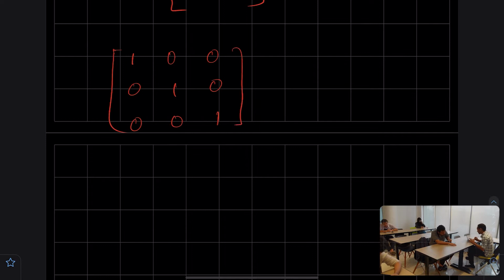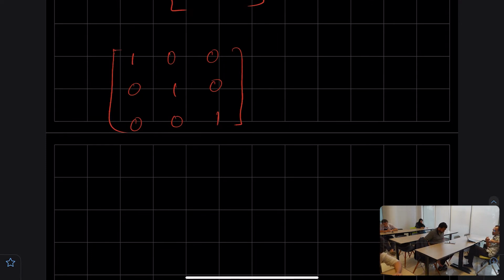Just consider. Write down the matrix: 1 0 0, 0 1 0, 0 0 1. So I'm considering a 3 cross 3 square matrix, which is the identity matrix. Is this matrix a row reduced echelon matrix? Yes. Why is that?